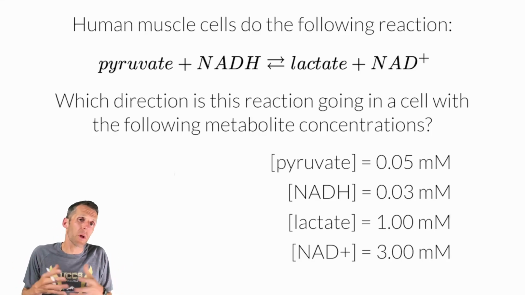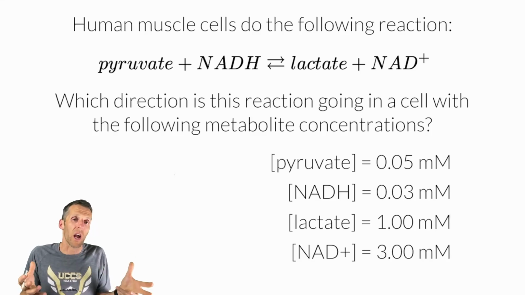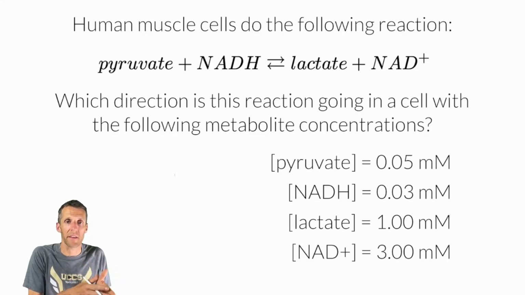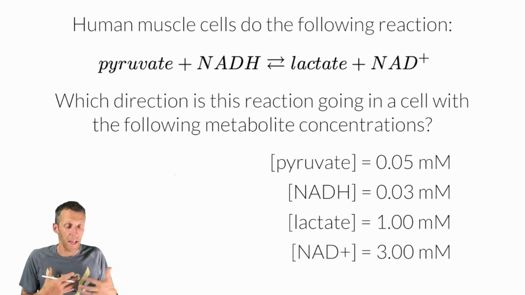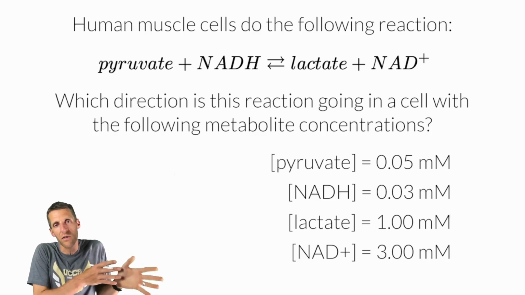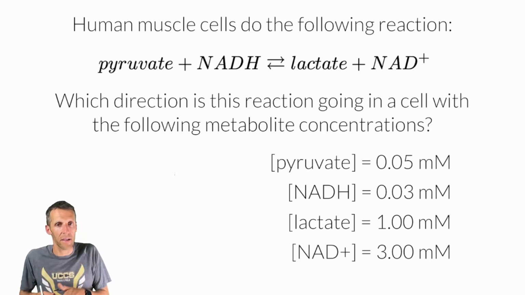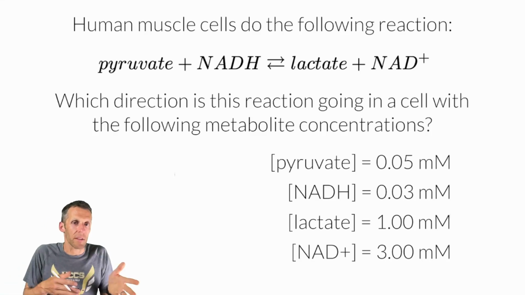So when would we use it? It would be in a situation like this one. These are all real numbers for human muscle cells. So imagine that we crack open a muscle cell. We know that that cell can run the following reaction: pyruvate plus NADH goes to lactate plus NAD+. This reaction is important in lactic acid fermentation, which is important in anaerobic metabolism. And we want to know, is the reaction going forward or backwards? Are we going from pyruvate to lactate, or from lactate to pyruvate?